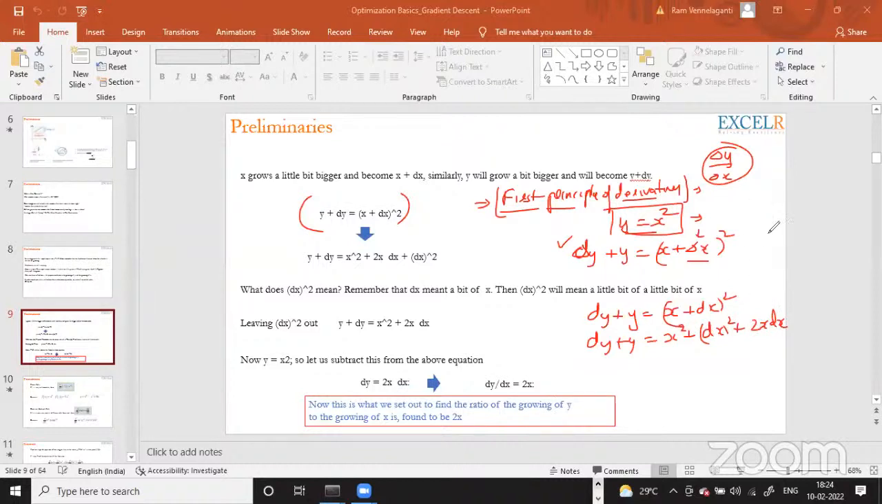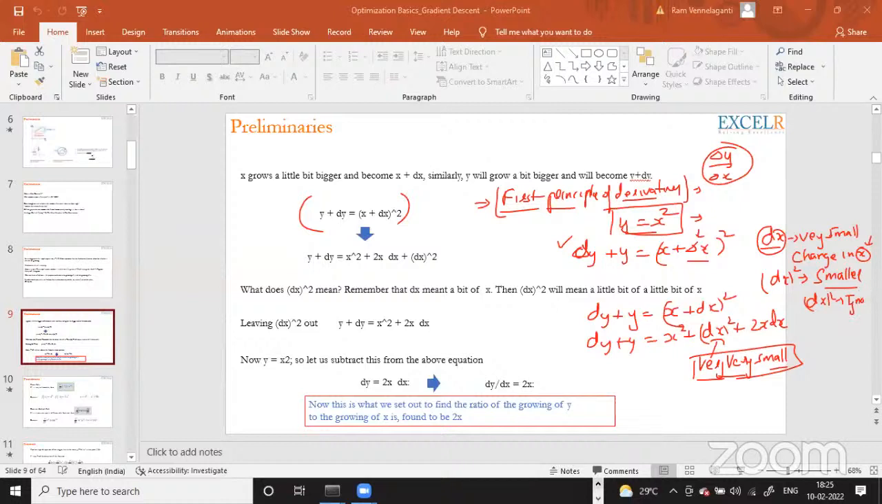So what is happening? Your dx itself is a very small change that you are introducing in your x. What about dx whole square? dx whole square is even smaller than dx. So what can you conclude now? Because it is very, very small, you can simply ignore this term. You can ignore your dx whole square term. This is what you're supposed to do.